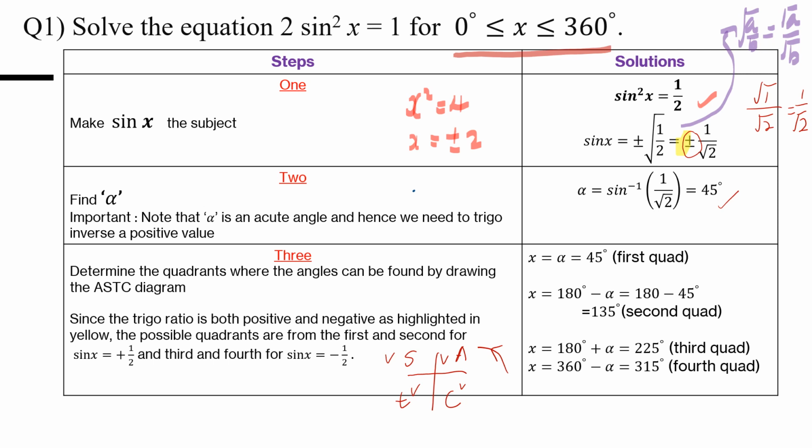In the first quadrant, as I've shown you, x will be equal to alpha itself, which is 45 degrees. Then for the second quadrant, it will be 180 minus alpha. So 180 minus 45 gives you 135. The third quadrant will be 180 plus alpha, which is 180 plus 45, giving you 225. Then the fourth quadrant will be 360 minus alpha, which is 360 minus 45, giving you 315 degrees.